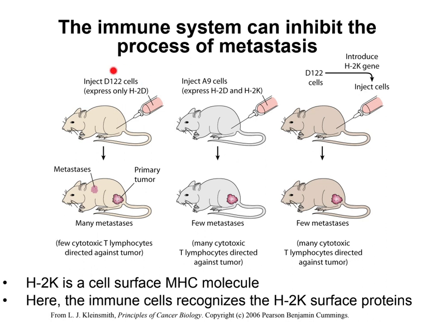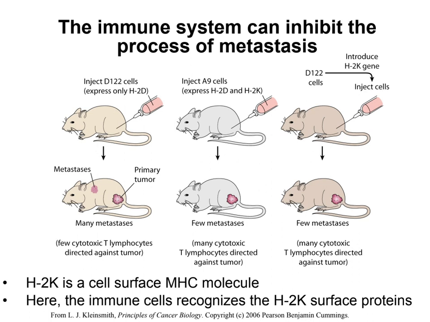We have another model over here. So these are D122 cells, and they express only H2D MHC molecule. They do not express the H2K, so they only express one of them. These cells are put in suspension, injected into the mouse, and the metastasis is observed. Oh, I'm sorry, this was the primary tumor over here. So primary tumor and metastasis.